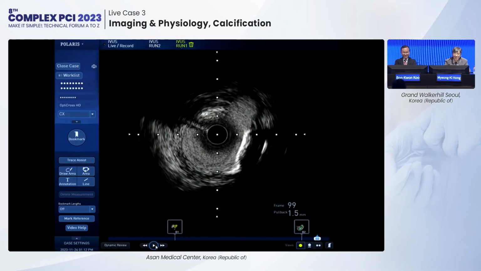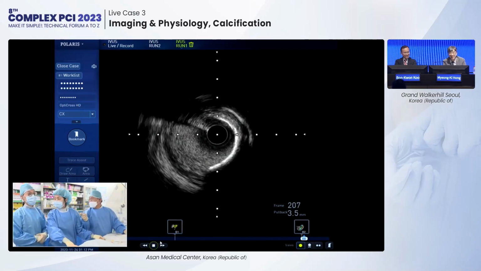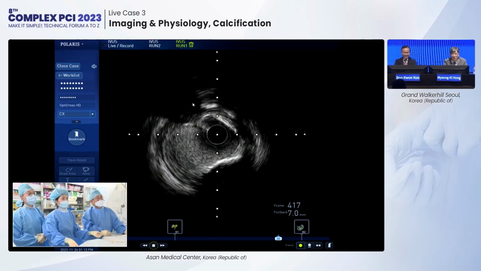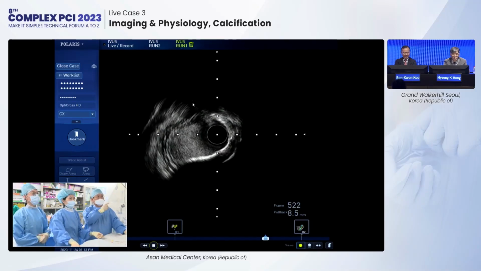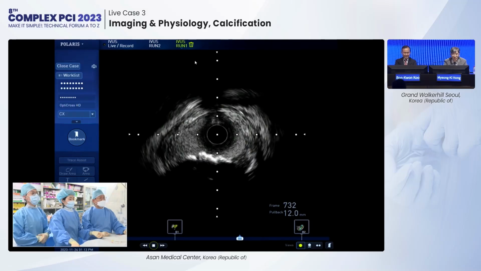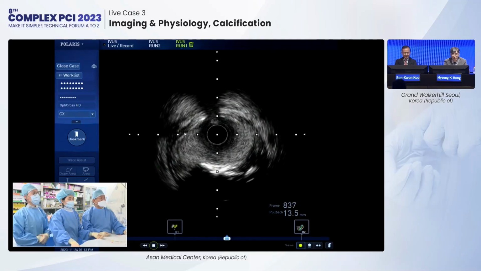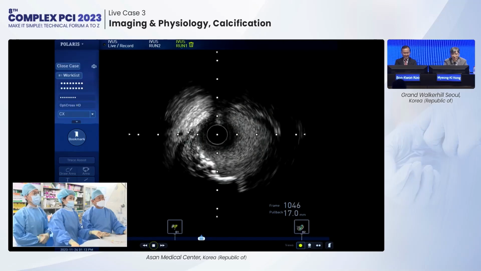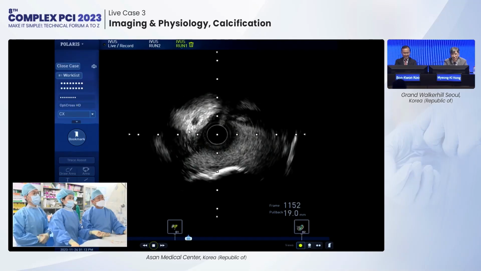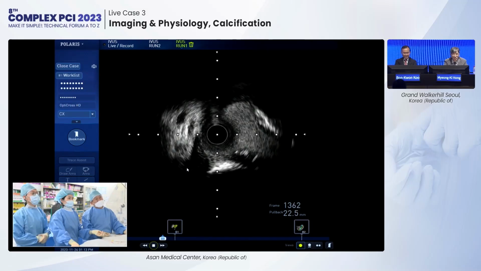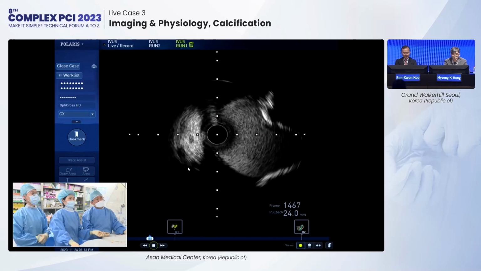Okay, shall I show the IVUS first? Yes. This is the RCA pullback. RCA? Circumflex, sorry, circumflex pullback. The circumflex is a very big vessel with almost 4 mm, with superficial calcification here at the proximal, not ostium. But coming to the ostium, here is a very ostial portion. So it looks like a calcium nodule there. Yeah, it looks like a calcified nodule. Here is the left main.